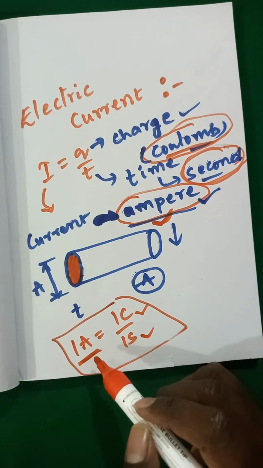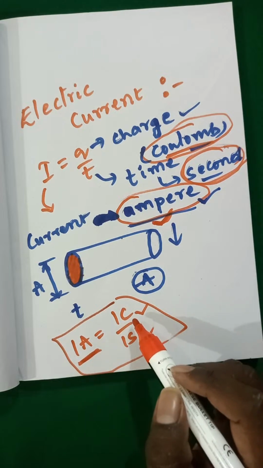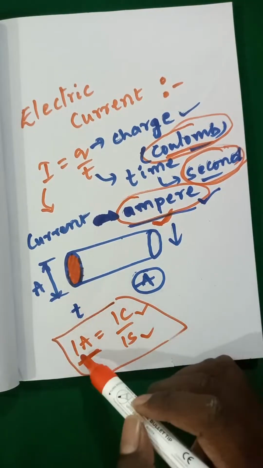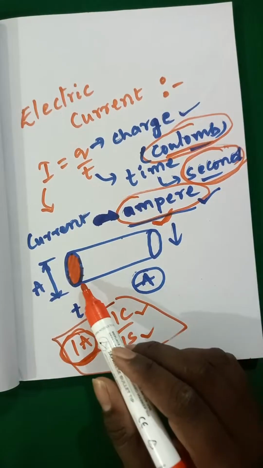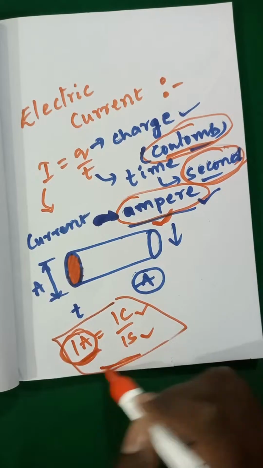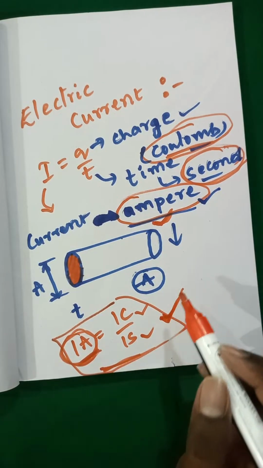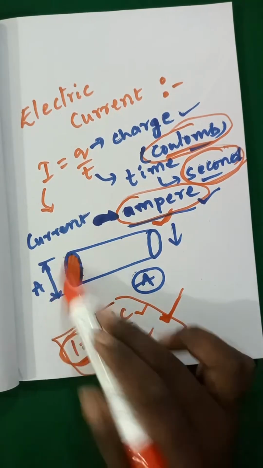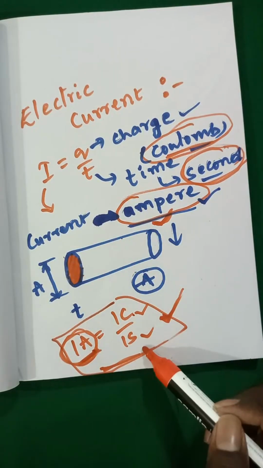1 ampere is defined as 1 coulomb of charge flowing through unit cross section area per second. That is called 1 ampere. Very important, so make a note of it. The SI unit of current is ampere, the SI unit of charge is coulomb, and the SI unit of time is second.